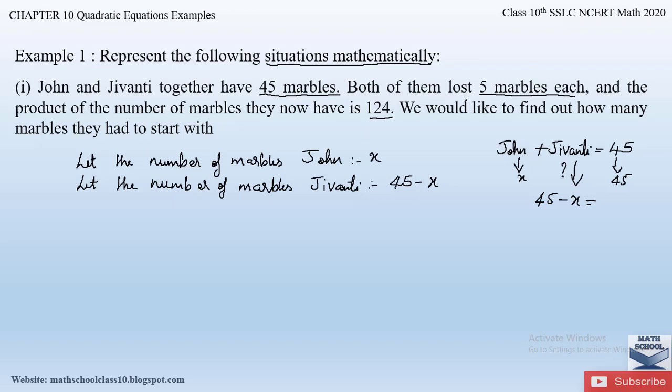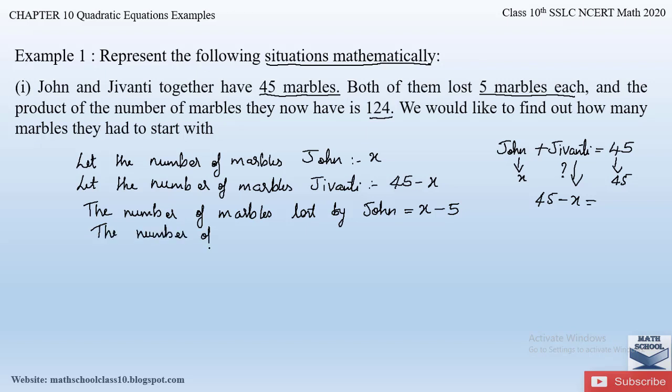Now again they are saying both of them lost 5 marbles each. So write down the number of marbles John has after the loss. Since John has x marbles, and both of them lose 5 marbles each, the number of marbles John will have is x minus 5. Similarly, the number of marbles Jeevanti has.